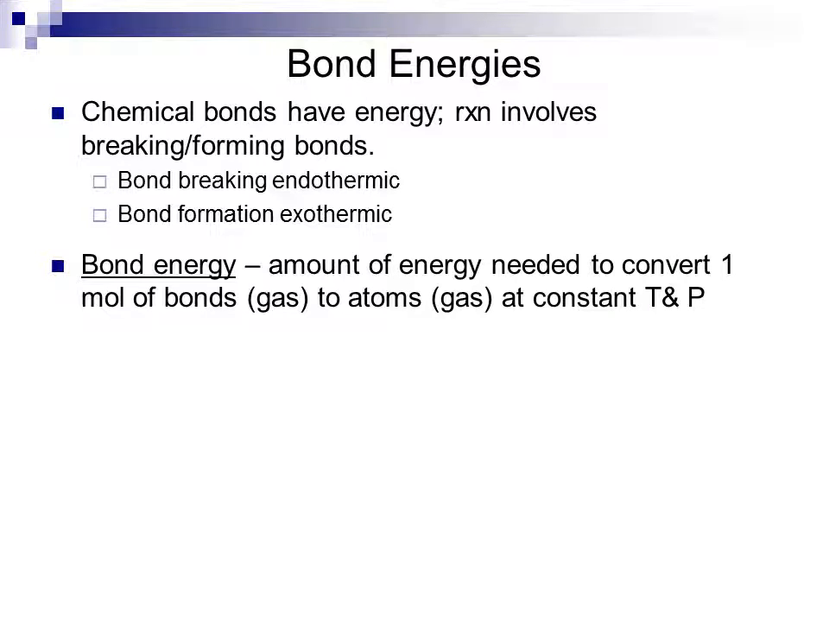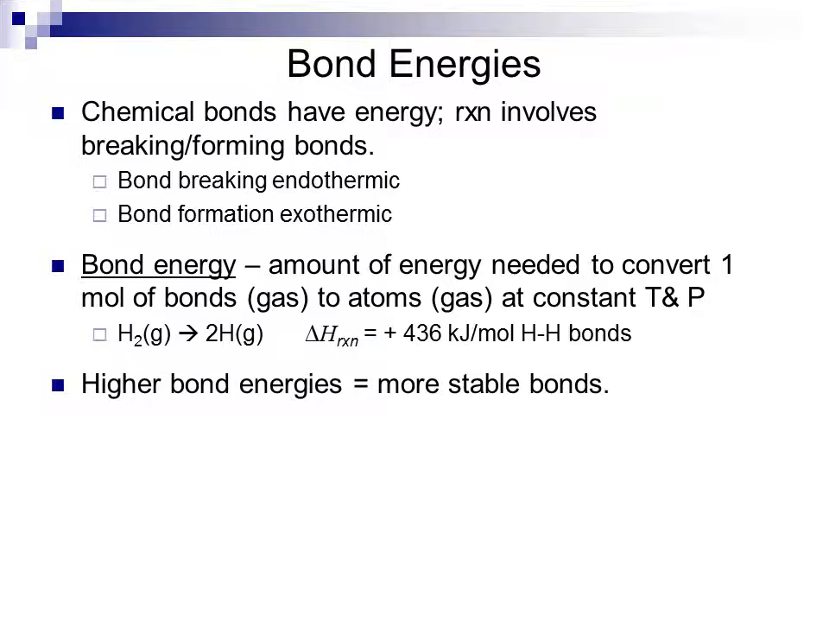Bond energy is then defined as the amount of energy that is needed to convert 1 mole of bonds in their gas form to atoms in their gas form at constant temperature and pressure. For example, a hydrogen molecule in its gas form going to 2 hydrogen atoms in their gas form on a mole scale would have a molar heat of reaction of positive 436 kilojoules per mole of H-H bonds.